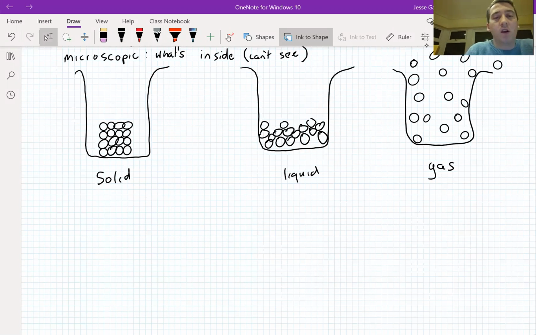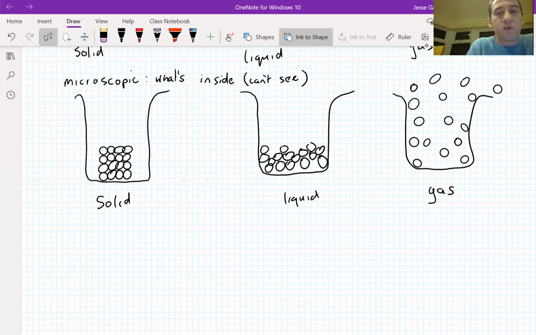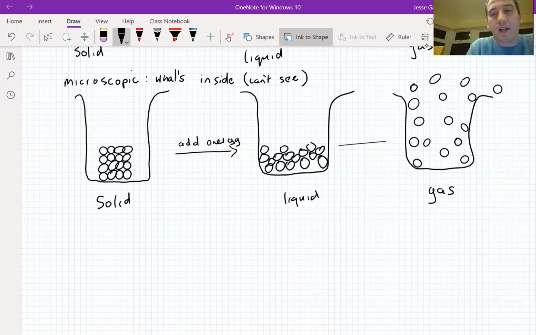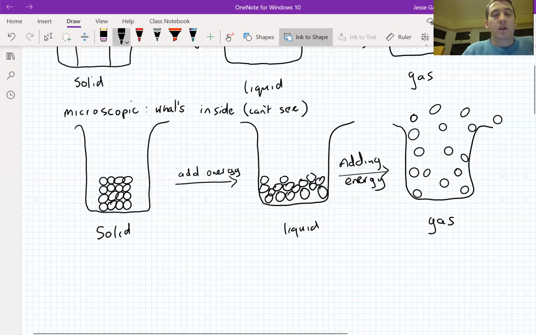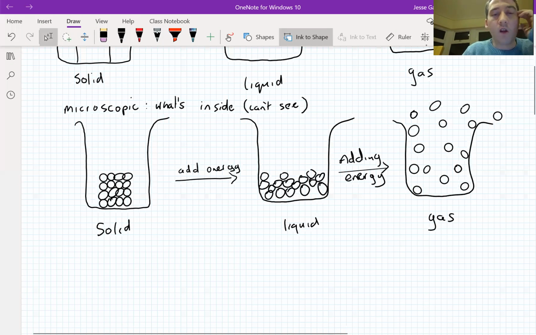Now, of course, if I was to ask you again, how does it go from here to here? From solid to liquid, it's the same thing, adding energy. And going from here to here is adding energy. Okay. The question is, why do we need to add energy? What keeps the particles in a solid together? What keeps them in this arrangement?